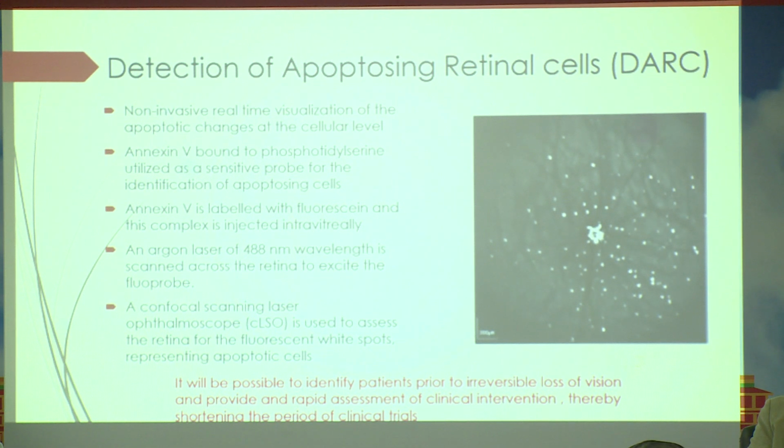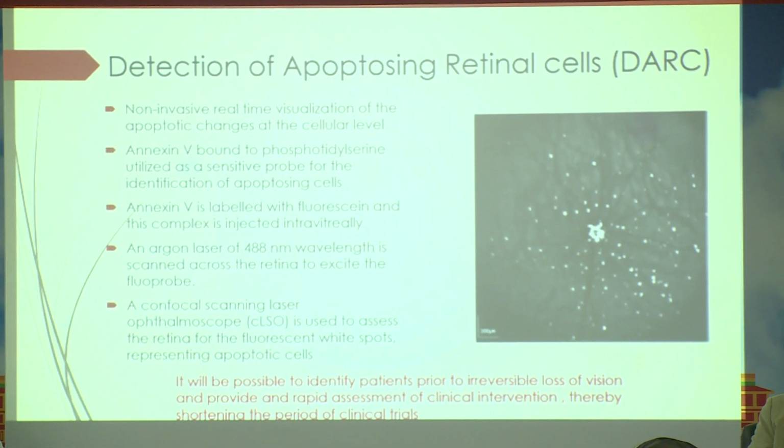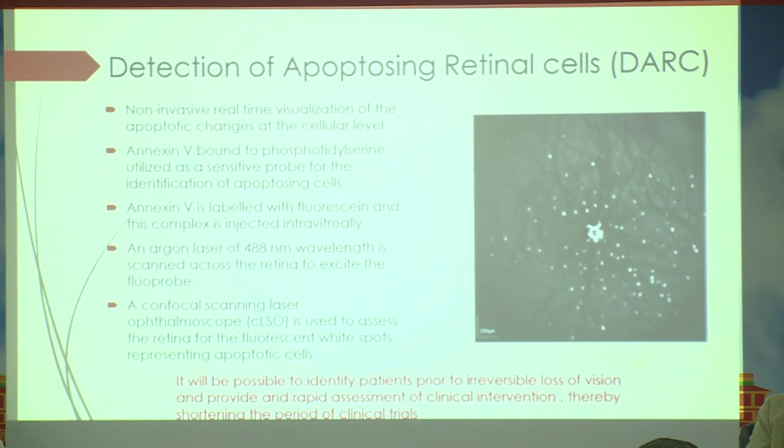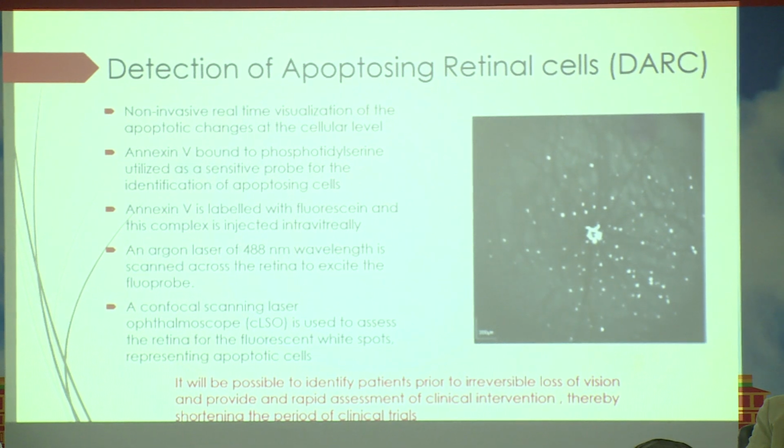This last slide shows the DARC technology, which is a non-invasive technology where annexin 5 is bound to phosphatidylserine, utilized as a probe after labeling it with fluorescein. An argon laser is used to excite this fluoroprobe, and a confocal scanning laser ophthalmoscope is used to detect the marked fluoroprobes. By this, we will be able to identify the cells which are about to die. They have not actually died, but are in the stage of apoptosis, and probably we can target these cells with therapies.